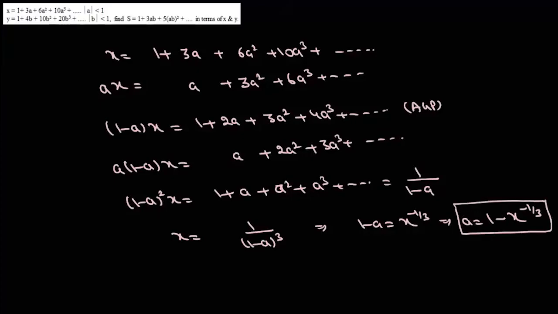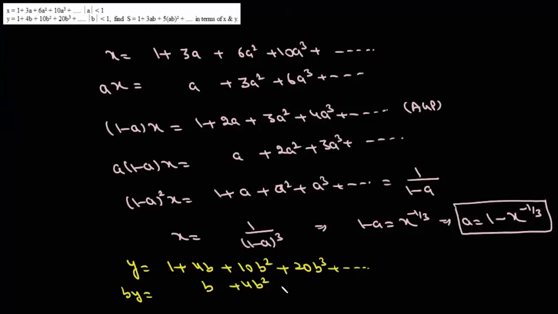Now this second series is y equals 1 plus 4b plus 10b square plus 20b cube up to infinite. Now again, we'll multiply it with its common ratio b and displace it by 1. So we'll get by will be equal to b plus 4b square plus 10b cube up to infinite.